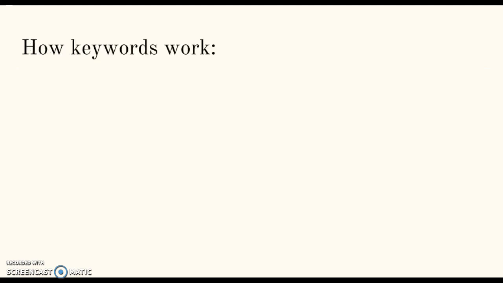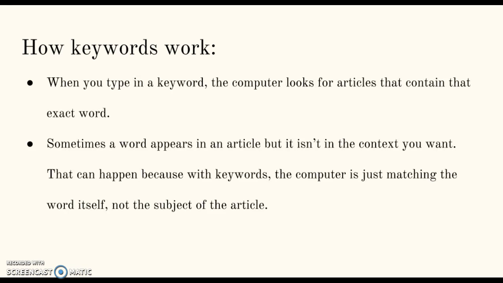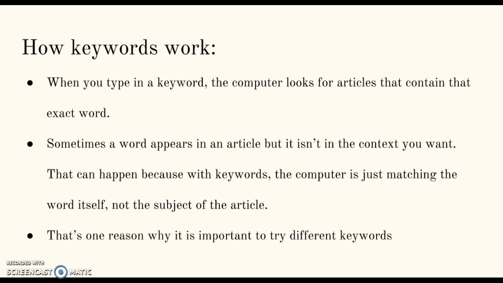When you search online or in a database, the keywords you type in will bring back articles that have those exact words in them. Keywords are simply words that happen to appear in the articles that the database or search engine returns to you, whether or not the articles are actually on the topic that you want. That's a reason why it's important to try a lot of different keywords.